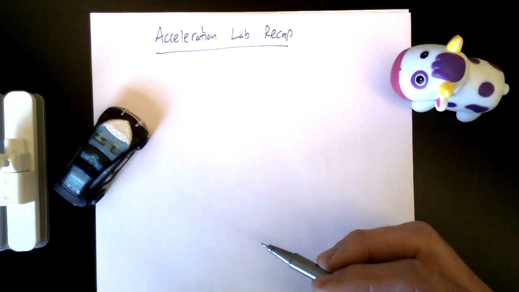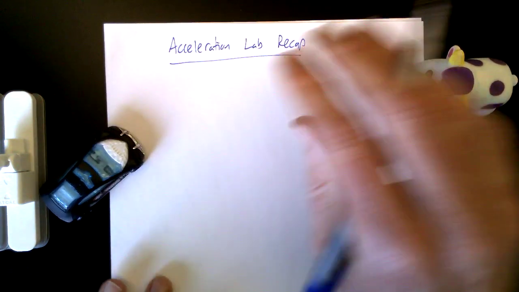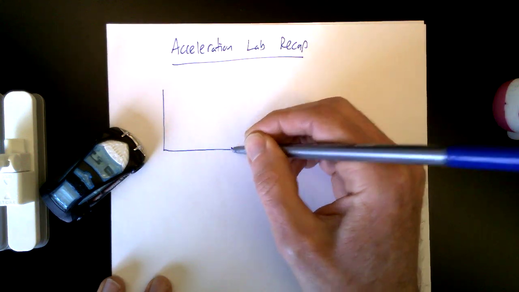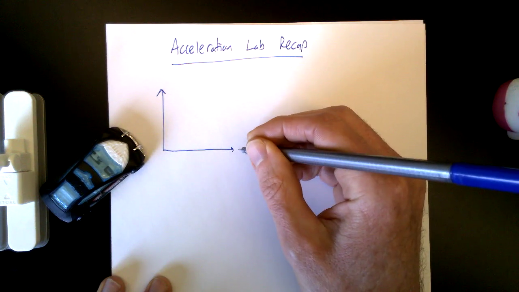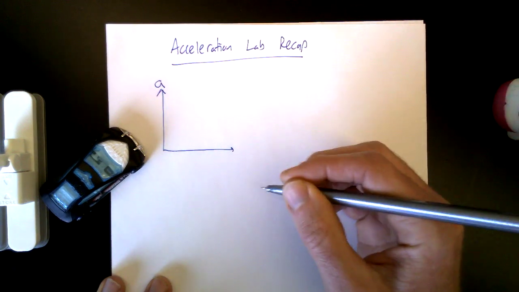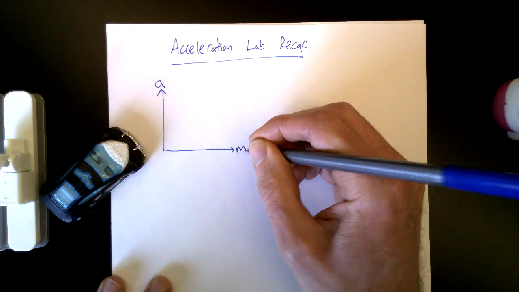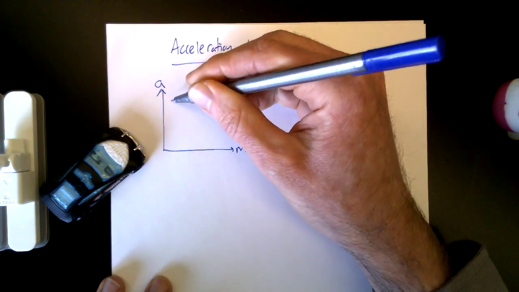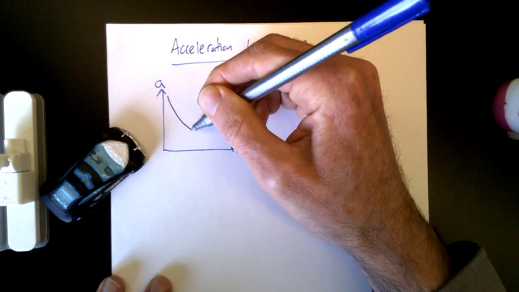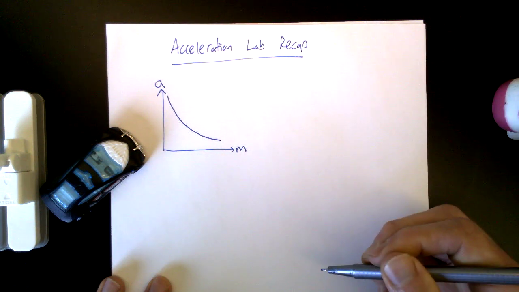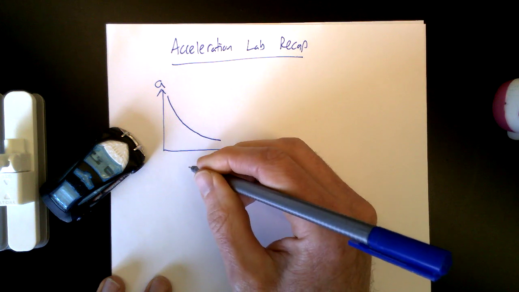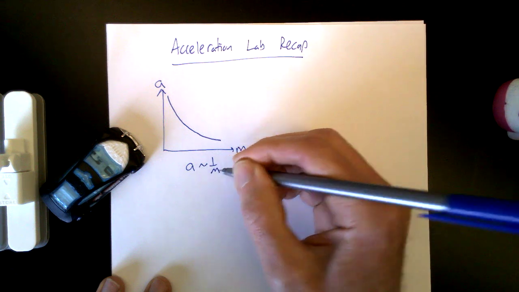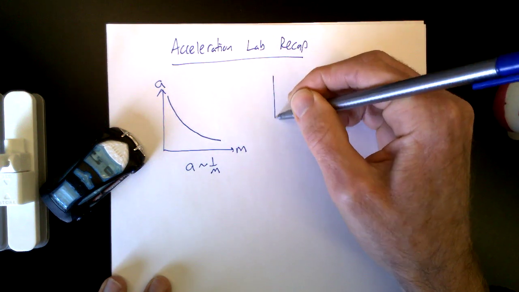Good. So just to remind you what we did in class in the lab, we did two different parts of the lab. One of them, we measured acceleration versus a changing mass. And what we saw is that as the mass went up, the acceleration went down, and it gave us this kind of graph. And we were able to figure out with an equation that acceleration was proportional to 1 over mass.